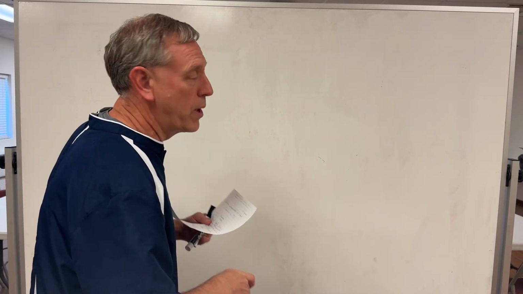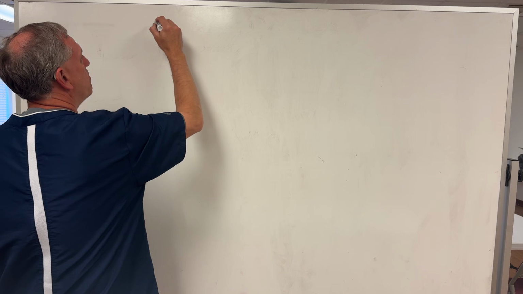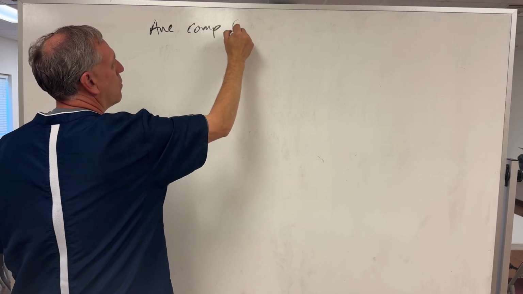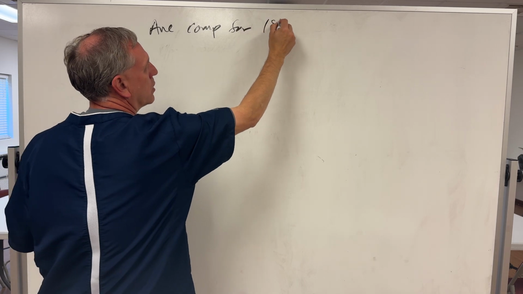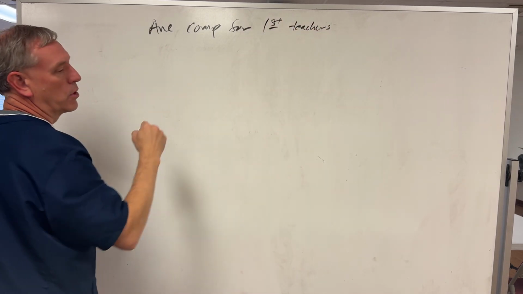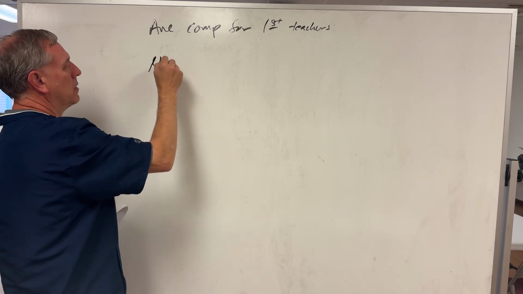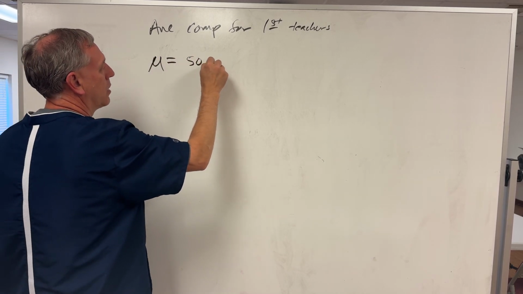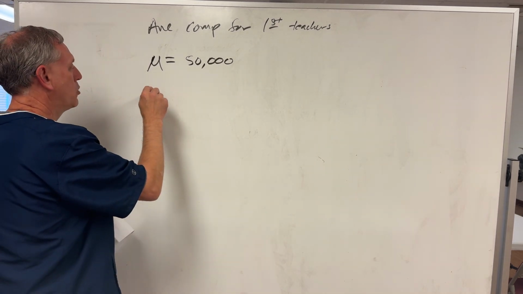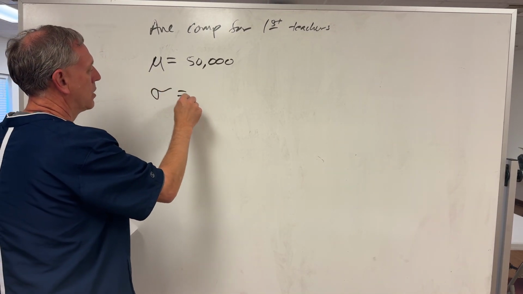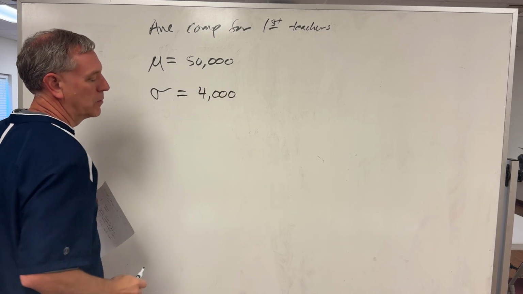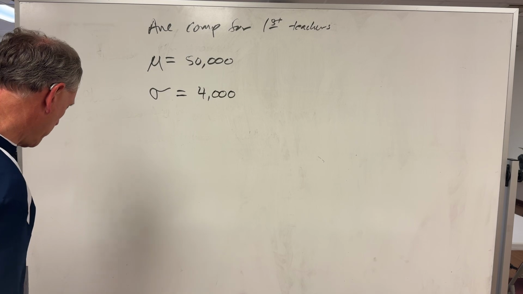So let's suppose we have the average compensation for first-year teachers. And our mean is $50,000. And our standard deviation, which can be written as a sigma, is, let's suppose, 4,000. Okay, so that's our data set.